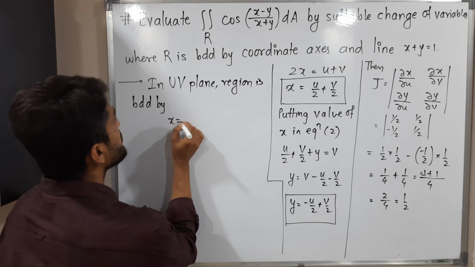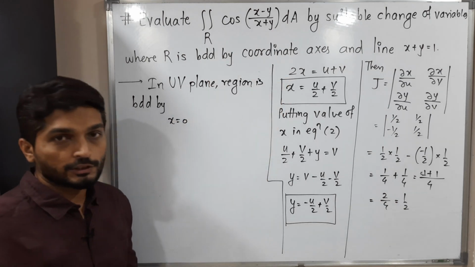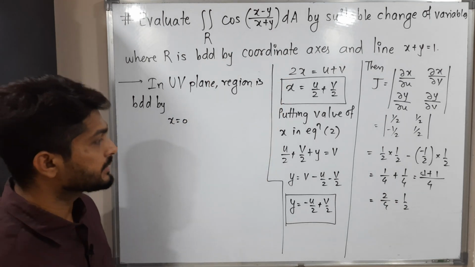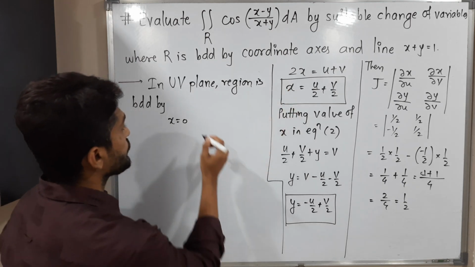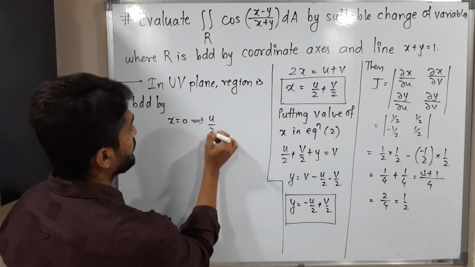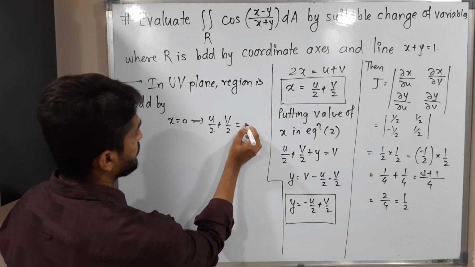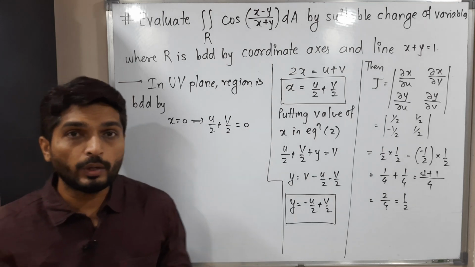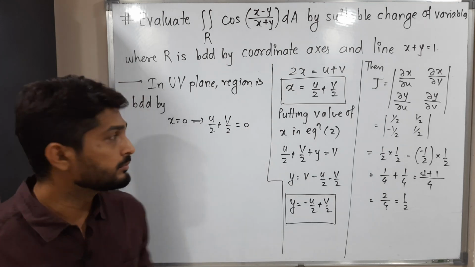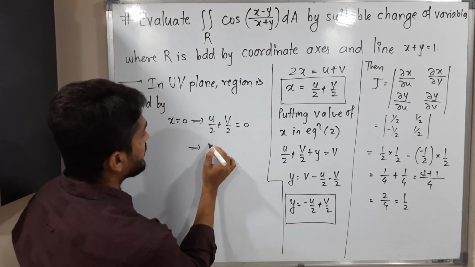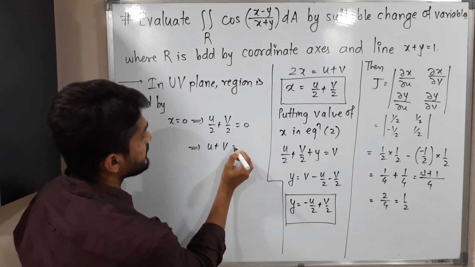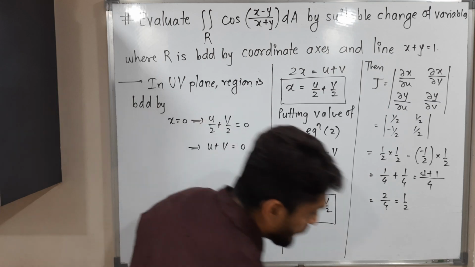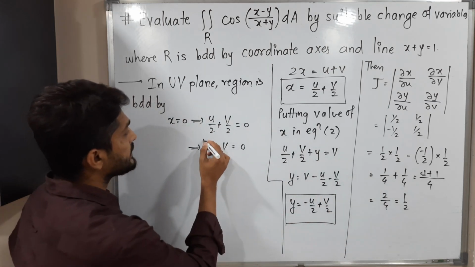X is equal to 0. You remember the coordinate axis, the first equation is x is equal to 0, the y axis. X is this one, so you can write u by 2 plus v by 2 is equal to 0. What will I do? I will multiply both sides by 2. So 2 will get cancelled, this 2 also will get cancelled, and 2 into 0 is 0. So I got the first equation, u plus v is equal to 0.